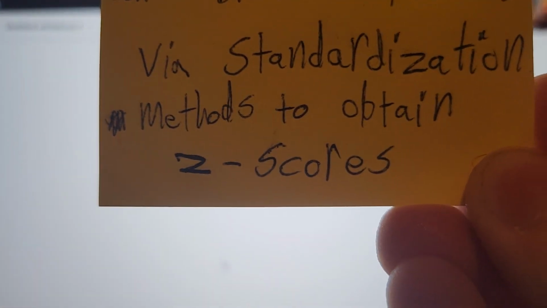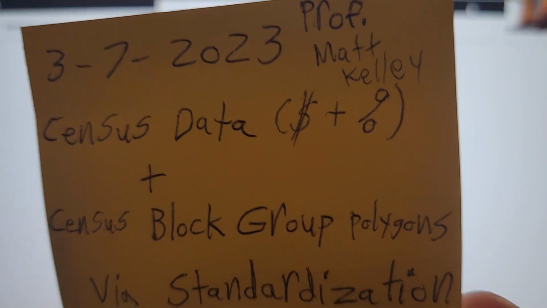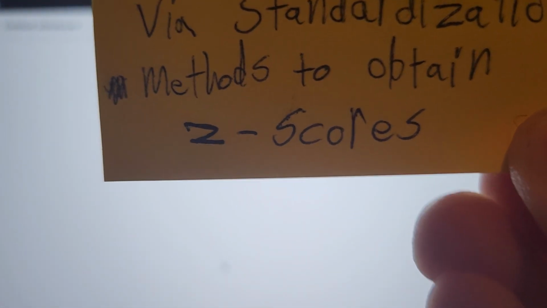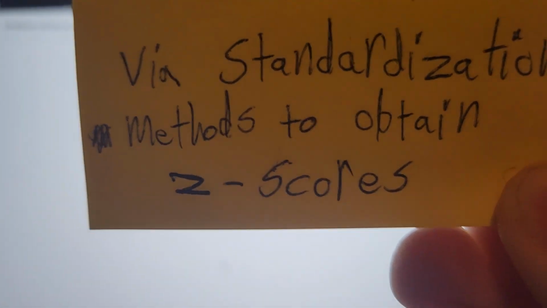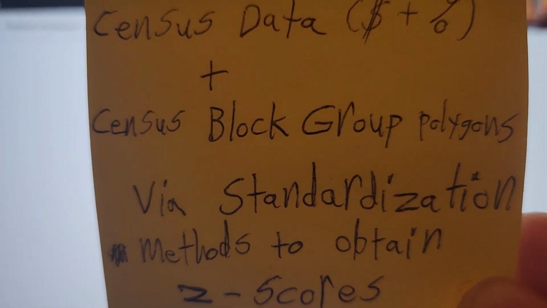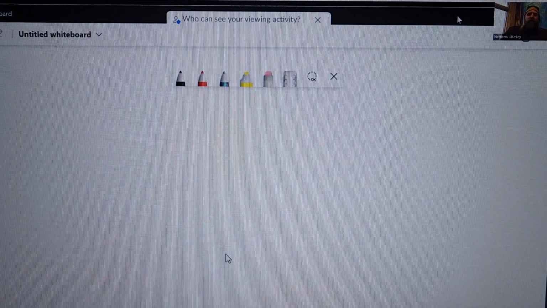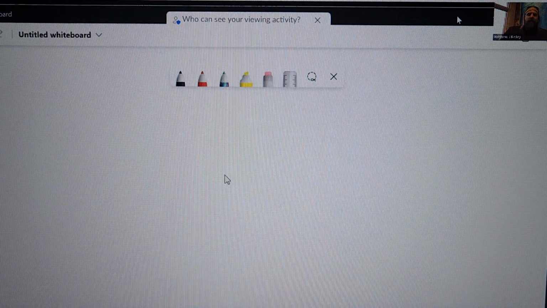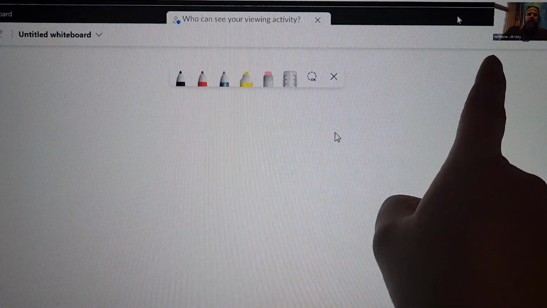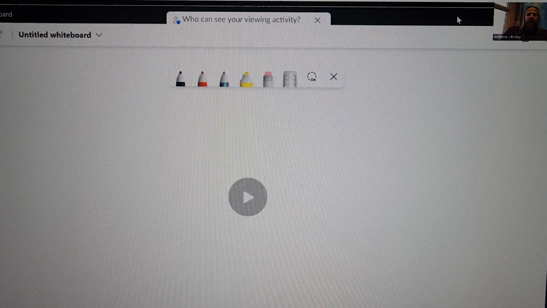Z-scores make it so we can take dollars and percents, two metrics that are completely different. If we turn them into z-scores, we can compare them on a common scale and score these census block groups on a common scale. And we'll symbolize it and do that as soon as we generalize our information. So up here is Professor Matt Kelly, and he's going to explain how to do that.